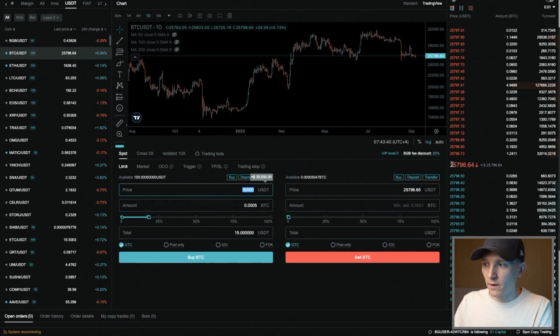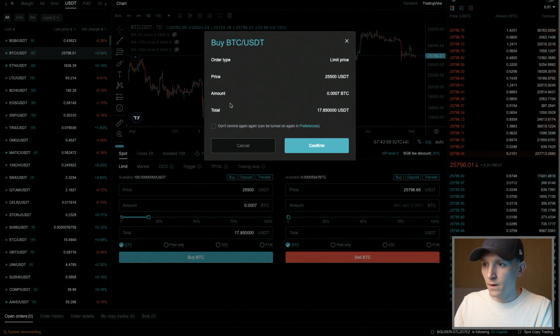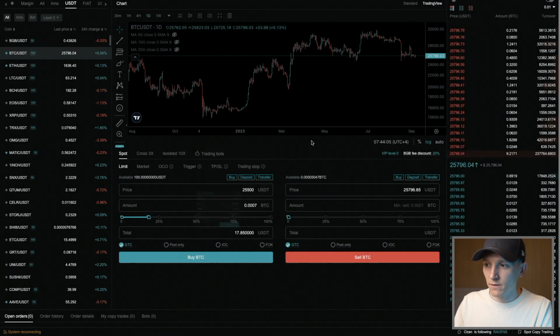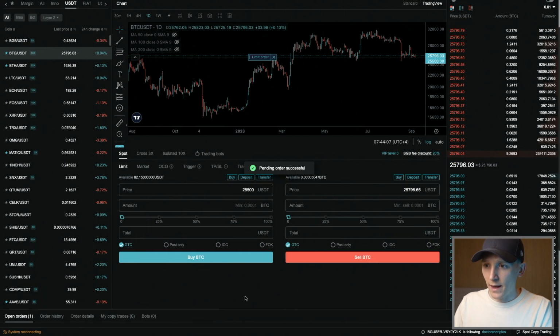It's going to go to the market and it's going to detect the fact that the actual price of Bitcoin is lower than my limit price, and so it's going to instantly buy it for me. What we can also do is put in a low price here. So I'm going to put in a price of 25,500. This is slightly below the current price, so I'm going to press buy BTC. Order type is a limit, 25,500. You can see how much Bitcoin I'm buying and the total cost. I'm going to press confirm, and that's in.